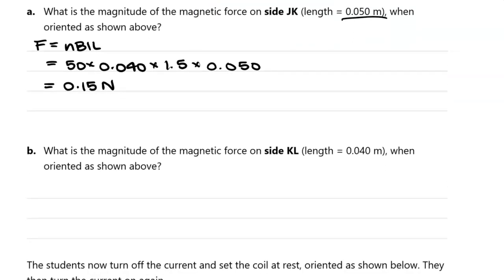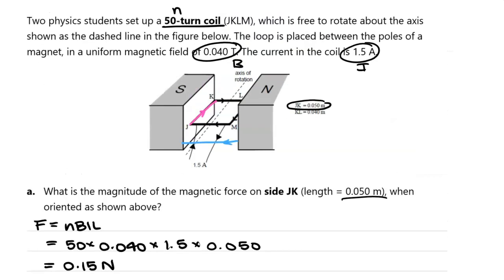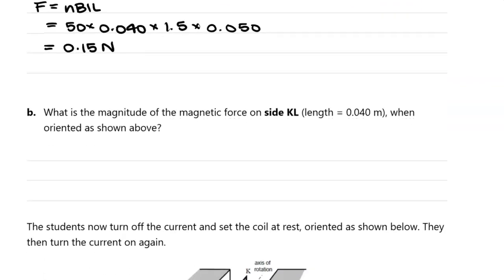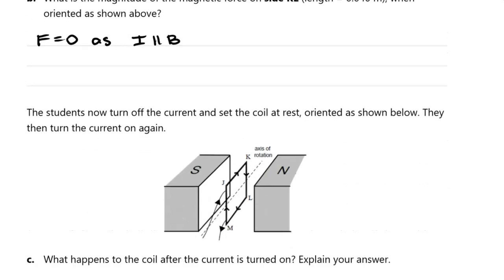Then it says, what is the magnitude of the magnetic force on side KL when orientated as shown? Okay, magnetic field hasn't changed, but we need to look at side KL now. And KL is pointing in this direction. So that means we've got a parallel situation, so we're going to have no force. So we're going to have F equals 0 as I is parallel to B. Perfectly sufficient to write it like that.